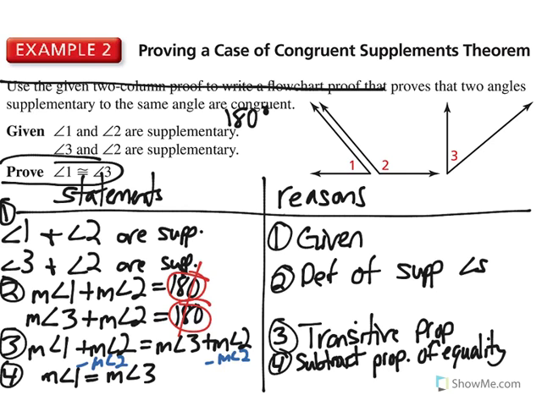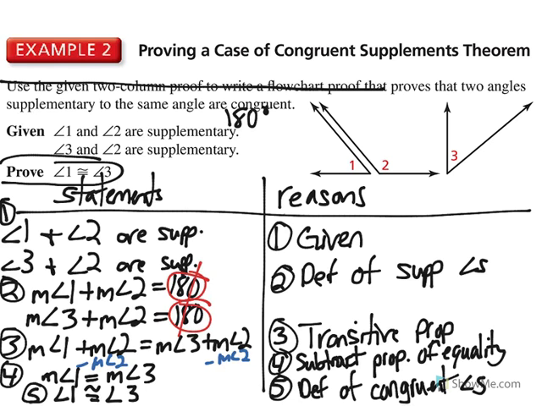And so now you can see it looks similar. Okay, we have the measure of angle 1 is equal to the measure of angle 3, but we wanted to prove that angle 1 is congruent with angle 3. Well, based on congruence, if angles have the equal measure, then they are congruent to each other. So my last step is going to be that angle 1 is congruent to angle 3. And then my reason is going to be the definition of congruent angles. And so this would be our two-column proof.